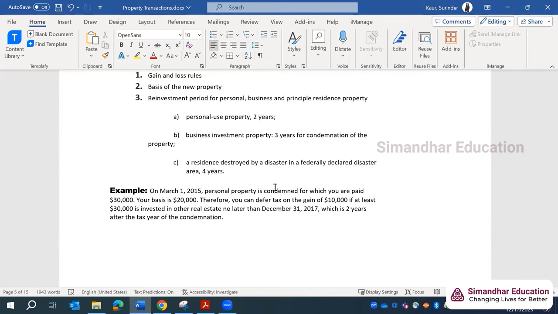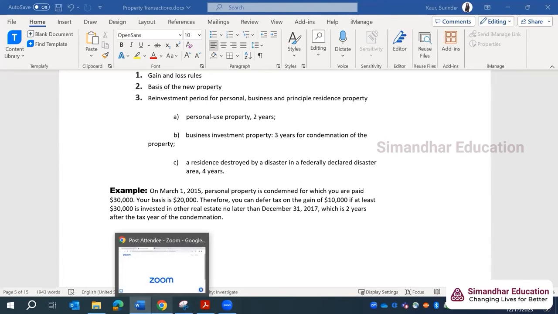So let's say on your residence, you may have taken insurance. So if the residence was fully destroyed because of a cyclone or something, you have 4 years from that insurance proceeds to purchase a similar property.